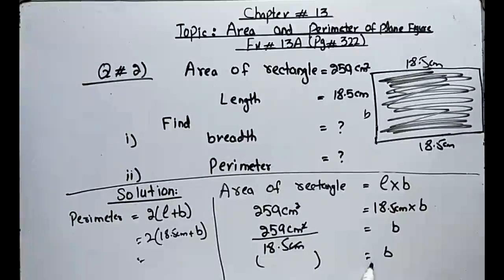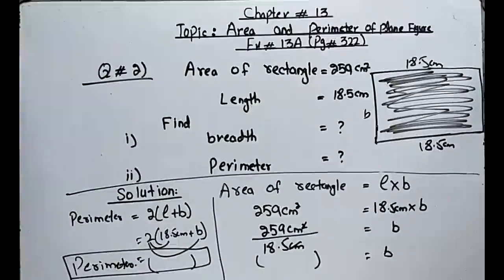you will find from the first part and then you will put here. In the next step you will open the bracket, then multiply 2 with 18.5 centimeter, then 2 will multiply with the B value, and then in the third step you will add, and the final solution will be your answer. Fine? It's your task, complete this question.